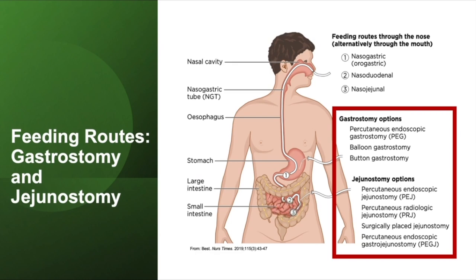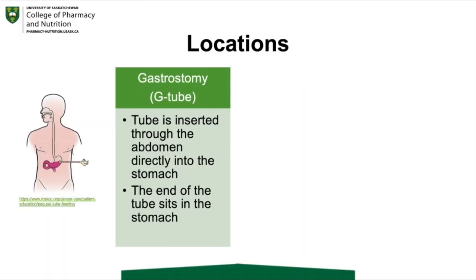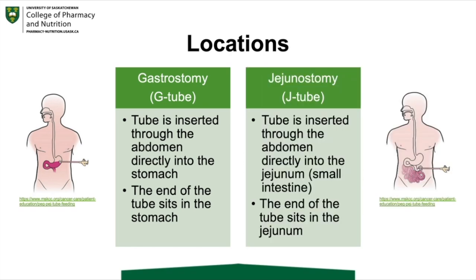Now we will talk more in detail about the routes of enteral nutrition in which the tube is inserted directly into the stomach or small intestine. Gastrostomy and jejunostomy tubes are both inserted through incisions made in the abdomen. However, a gastrostomy tube is inserted directly into the stomach and the end of the tube sits in the stomach. In contrast, a jejunostomy tube is inserted directly into the jejunum, which is also where the end of the tube will sit.